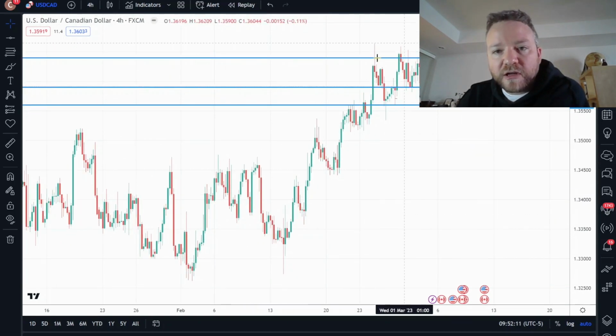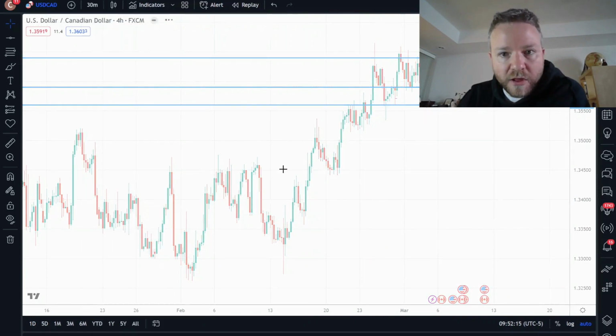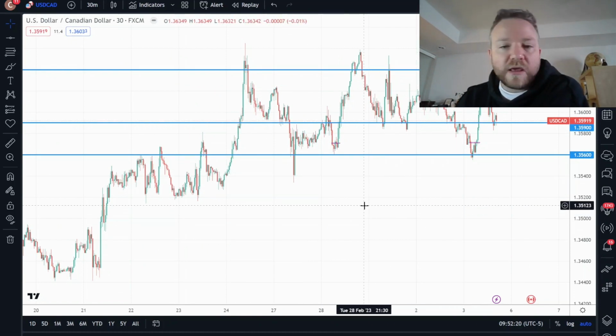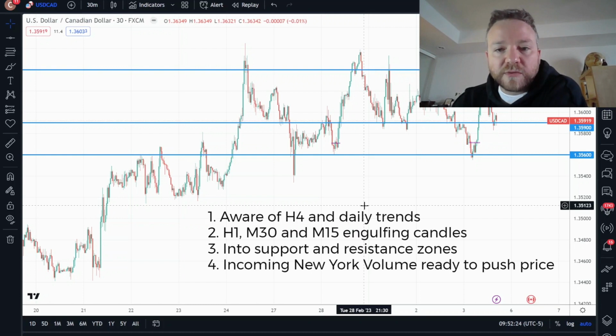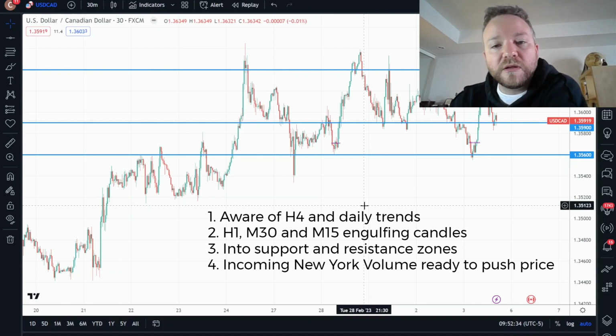Price is slightly trending upwards and does a little consolidation here, so the overall trend is not too important. The next thing I'm looking for is on the hourly, half hour, and 15-minute candle closes. I'm looking for bullish engulfing or bearish engulfing. But they need to be combined with support and resistance, and the timing has got to be right. I'm looking at pre-New York volume, so 6, 7, 8 in the morning Eastern Standard Time.